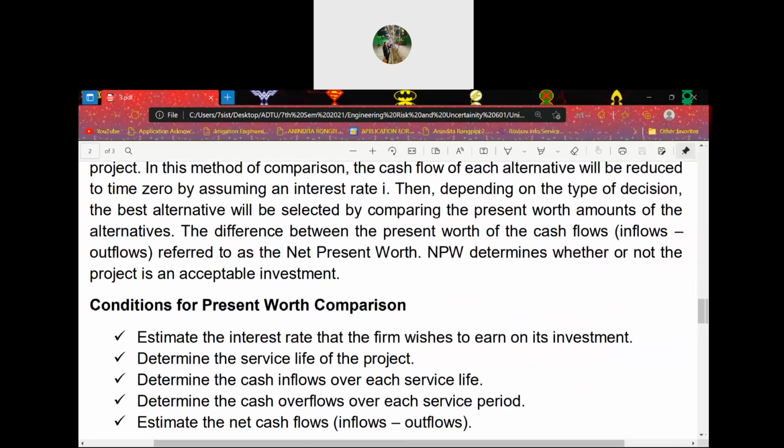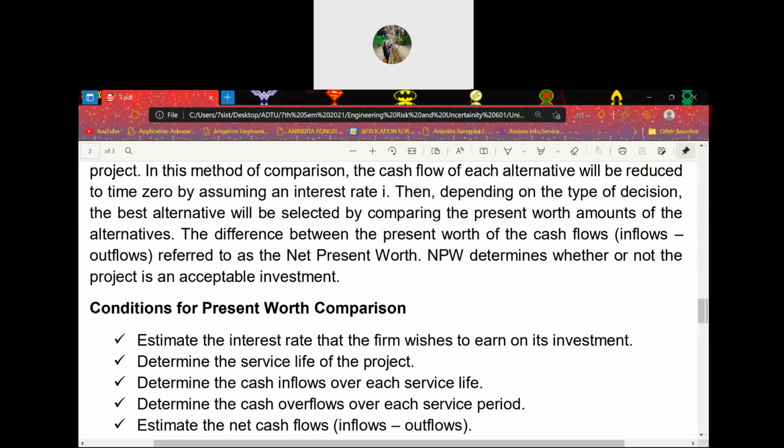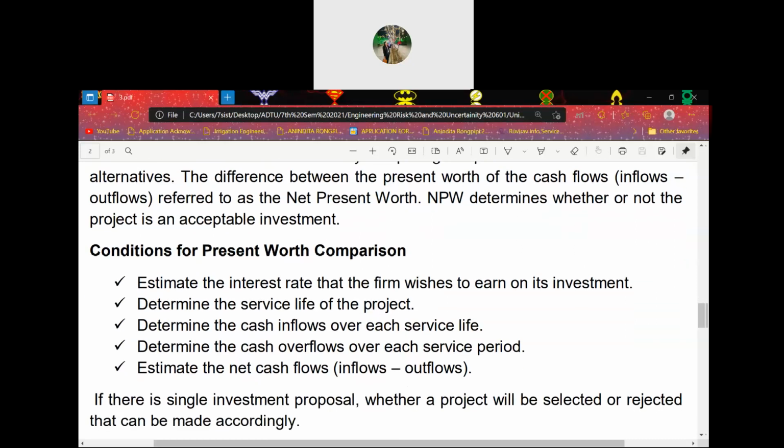Next, conditions for present worth comparison. The different conditions to compare using the present worth method are: estimating the interest rate that the firm wishes to earn on its investment, determining the service life of the project, determining the cash inflows over its service life, determining the cash outflows over its service period, and estimating the net cash flows, that is the inflows and outflows.